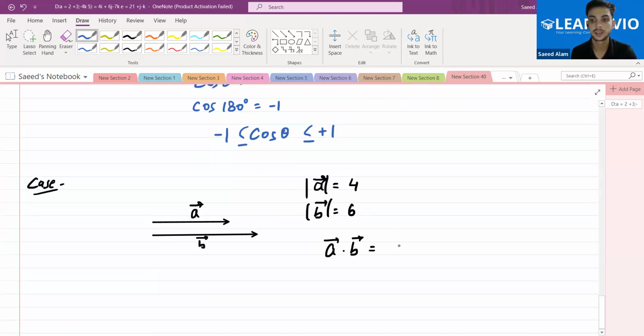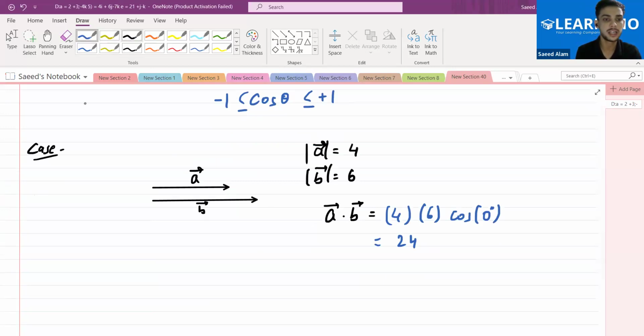24. Yes, that will be magnitude of A, that is 4, magnitude of B, that is 6, and this time cos of 0 will be taken, because both vectors are parallel and have an angle of 0 between them. So it will be 24. This is the first case that we are seeing here.